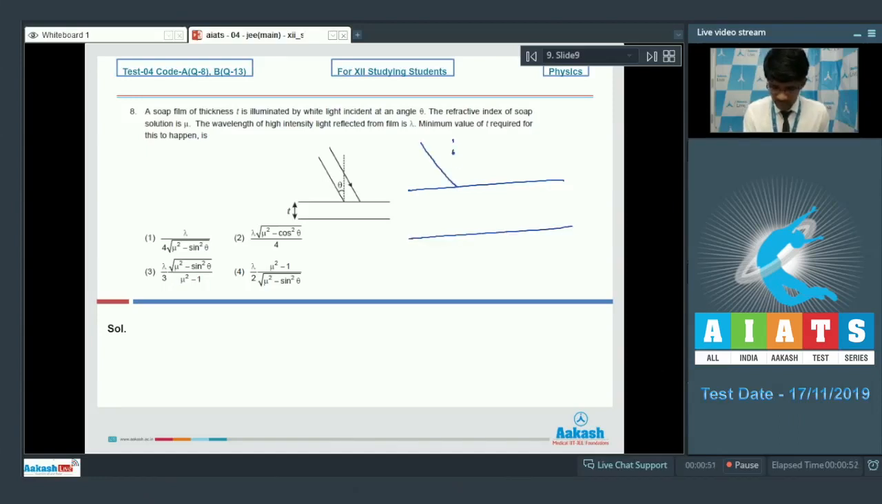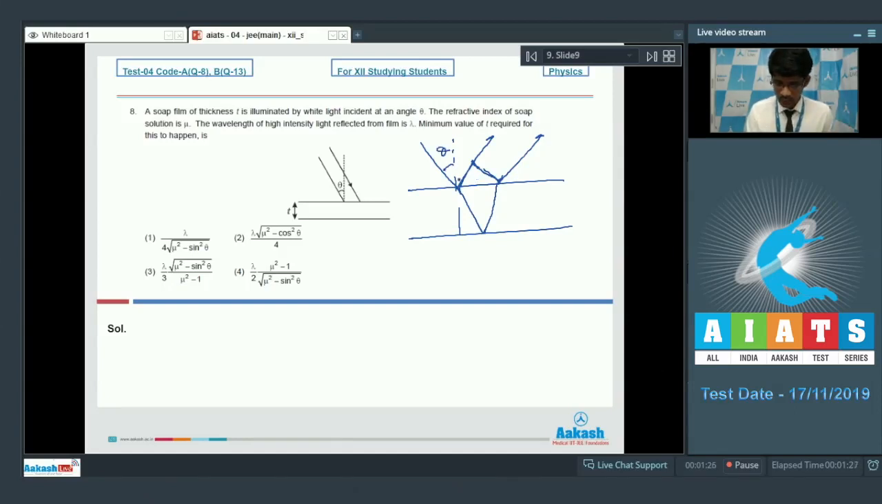This is the incident light, I would say. It gets refracted along this direction. Once again it reflects and finally it comes along this direction. This is the reflected wavefront. So if these 2 points would be matching in such a way that the optical path difference from here to here is exactly equal to the optical path difference from here to here, then only we shall be getting the maxima on the reflected side.